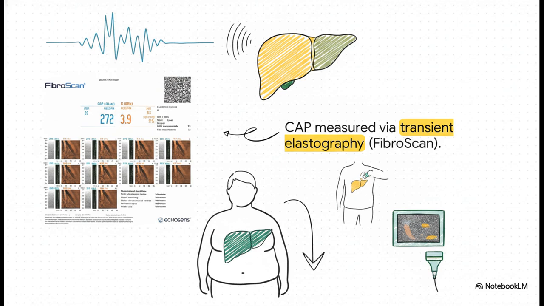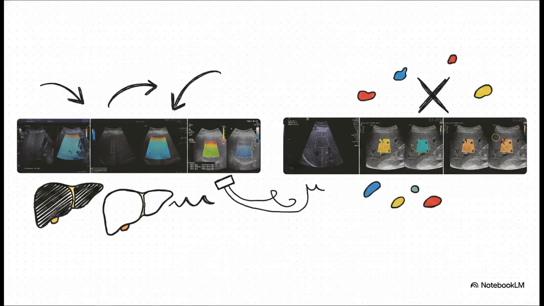CAP's diagnostic accuracy decreases notably in patients with higher body mass indexes. Plus, it's a blind measurement. You don't get a live B-mode image to see exactly where the probe is sampling inside the body. This is where B-mode guided quantitative ultrasound comes in, brilliantly solving that blind problem.